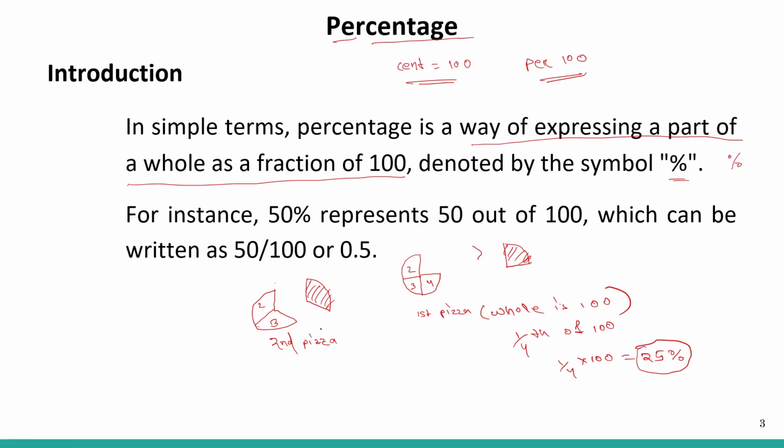Now let's see the second pizza case. In the second pizza you also got one slice, but let's consider the whole as 100. So the whole is 100, right? And then what you got was 1 by 3rd of 100. So 1 by 3 multiplied by 100 is 33.33 recurring. So this much percentage. If the whole was 100, you got 33% of the pizza.